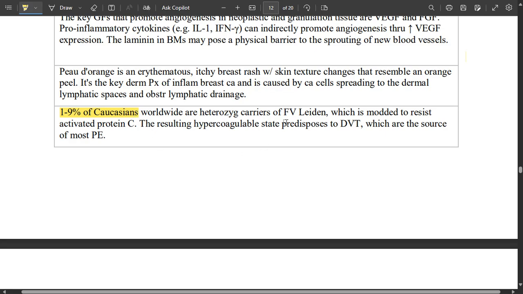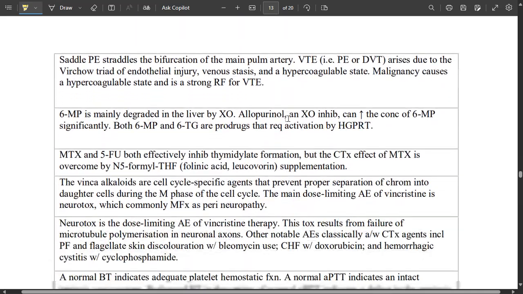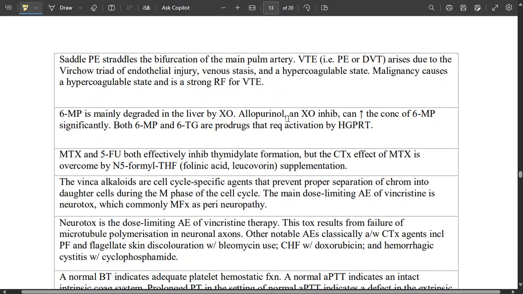Therefore, factor V Leiden mutation causes a hypercoagulable state, which predisposes to DVT, which is the source of most pulmonary embolisms. Okay, saddle pulmonary embolism straddles the bifurcation of the main pulmonary artery. It is a VTE, that is venous thromboembolism, where venous means deep vein. Deep vein thrombosis and pulmonary embolism arise due to Virchow's triad of endothelial injury, venous stasis, and hypercoagulable state. Malignancy causes a hypercoagulable state and is a strong risk factor for venous thromboembolism, so malignancy must always be thought of when we see a case of deep vein thrombosis.